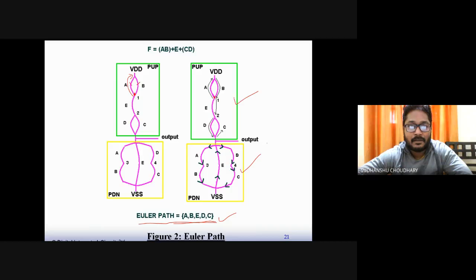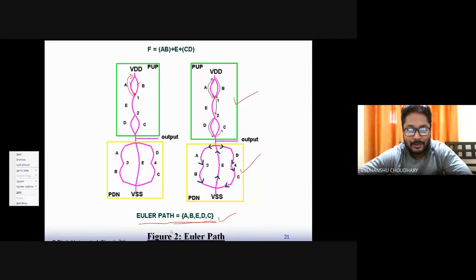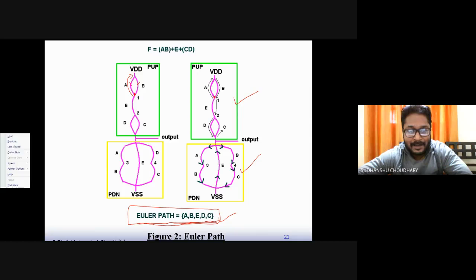Now what next? So this Euler path actually gives me the transistor ordering. So the transistor ordering in the layout is decided by the Euler path. So my transistors will be placed in this order. That is, first A will come, then B will come, then E will come, then D will come, and then C will come.